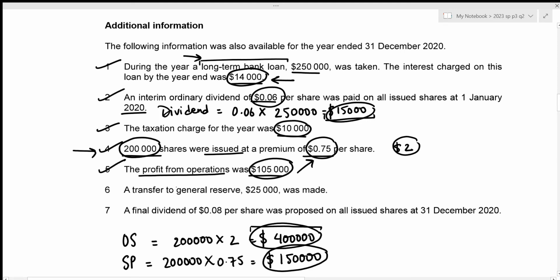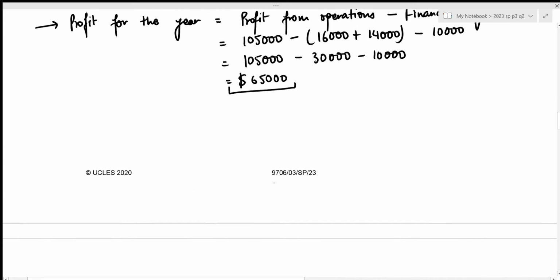All right, then a transfer to general reserve of 25,000 was made. This just means that we take 25,000 from the retained earnings and put it into our general reserve. So we just need to subtract 25,000 from the retained earnings column and add 25,000 to the general reserve column. Let's do that.